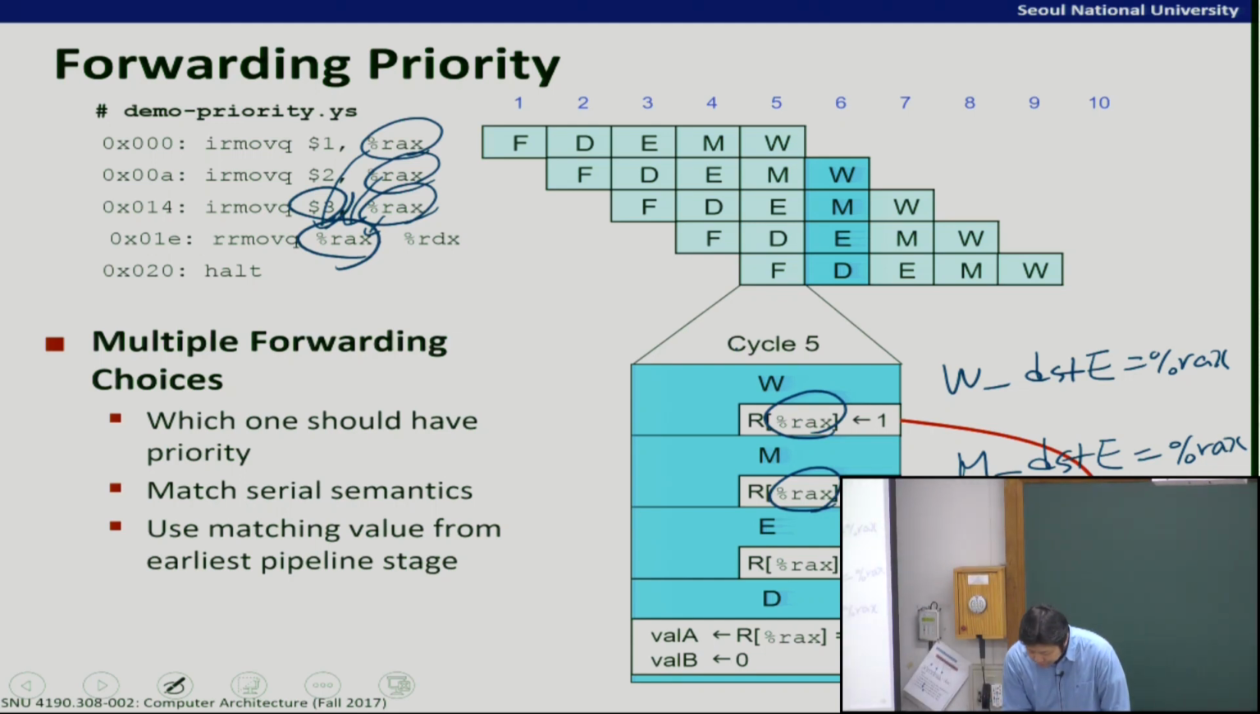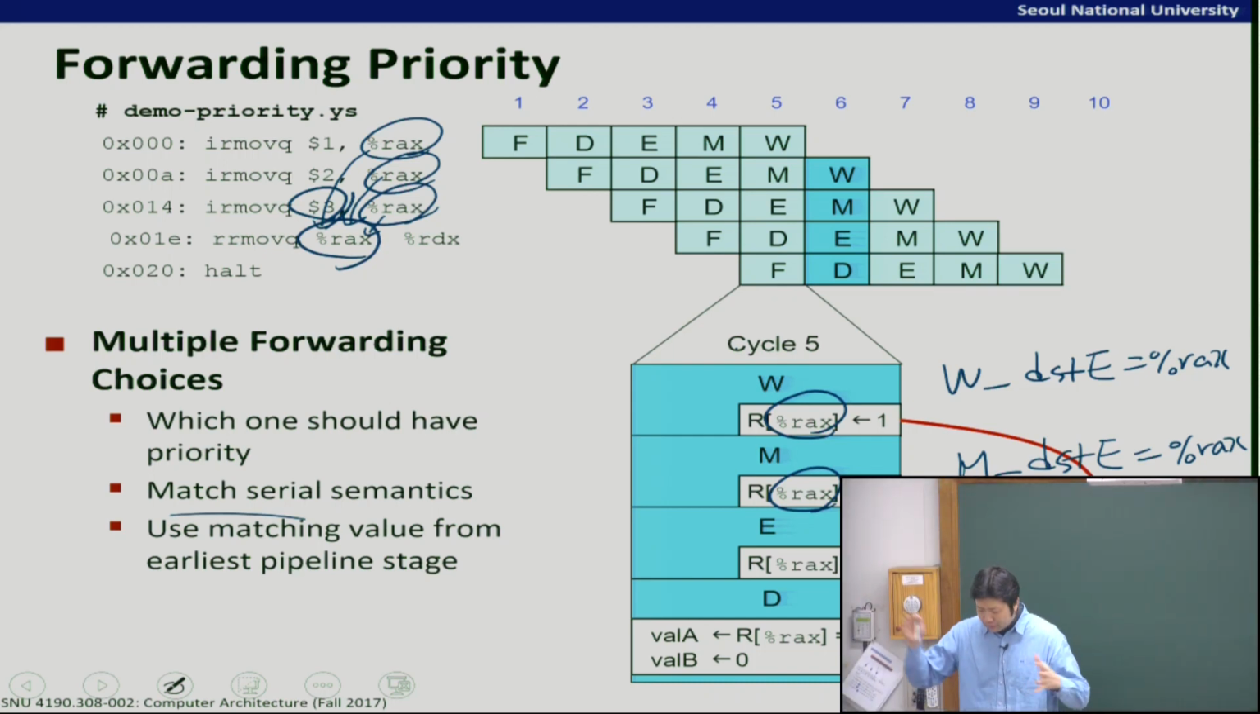So if we have multiple matches for these forwarding choices, then we have to use the value from the earliest pipeline stage. I mean, the most recent value. So E has a higher priority than M, and M has higher priority than W if there are multiple matches.